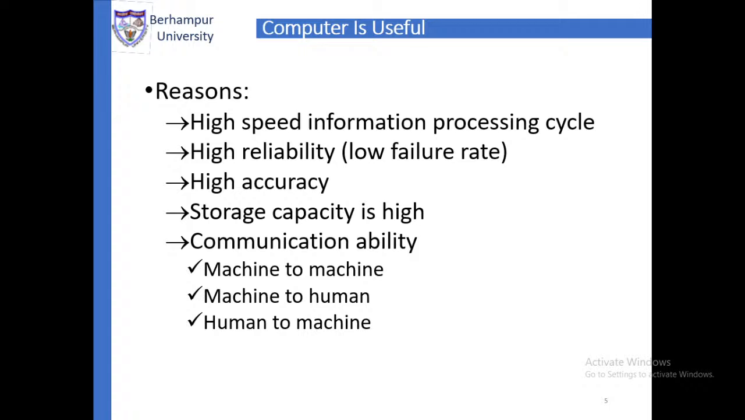Highly reliable. The computer is highly reliable. Failure rate is low, so reliability is high. You can depend on what is coming out of the computer. That is why it is useful. Accuracy is very high. Usually human accuracy does not match the computer accuracy. So therefore it is useful.